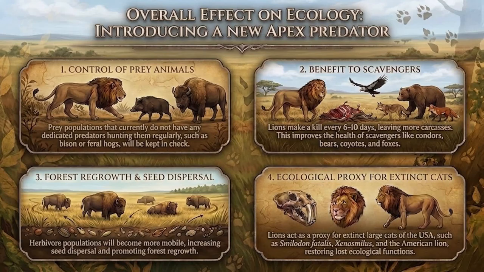Now in areas where there are a lot of bison, we see this problem with overgrazing, where bison overgraze an area because nothing is chasing them. With the introduction of a new predator, bison will definitely now be chased. They will be more spread out, which will obviously help with the genetic diversity and with the grass diversity, because not one area will be overgrazed. And obviously it will also act as an ecological proxy for the extinct cats such as Smilodon fatalis, Xenosmilus, and the American lion, restoring ecological functions that were lost with the extinction of these animals.